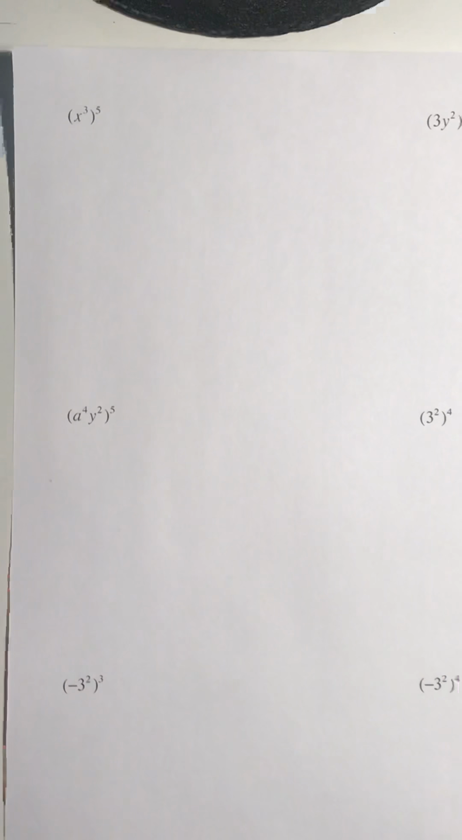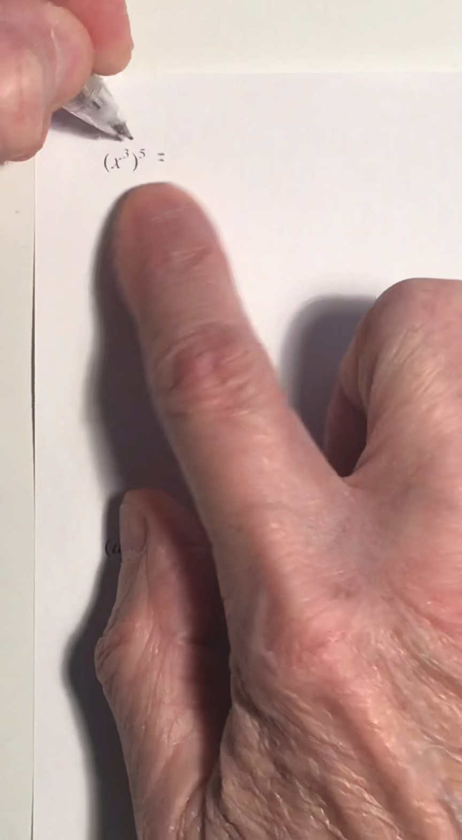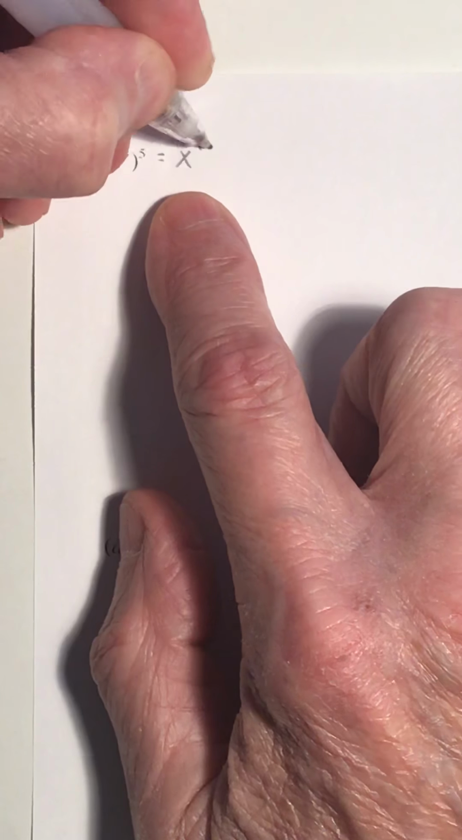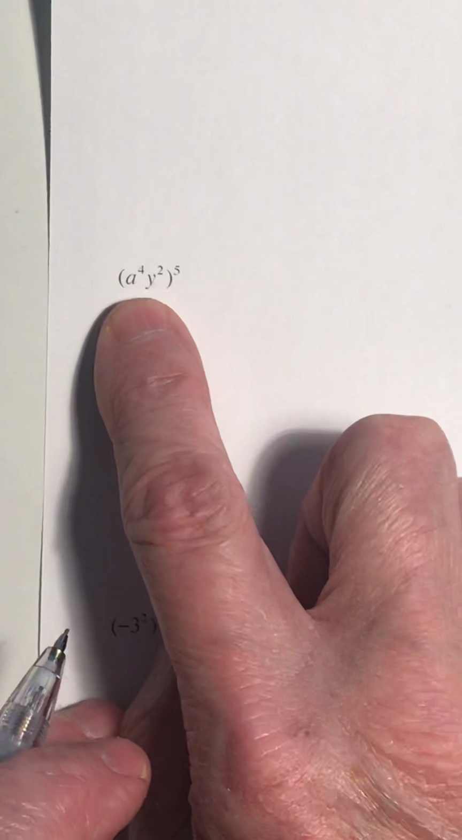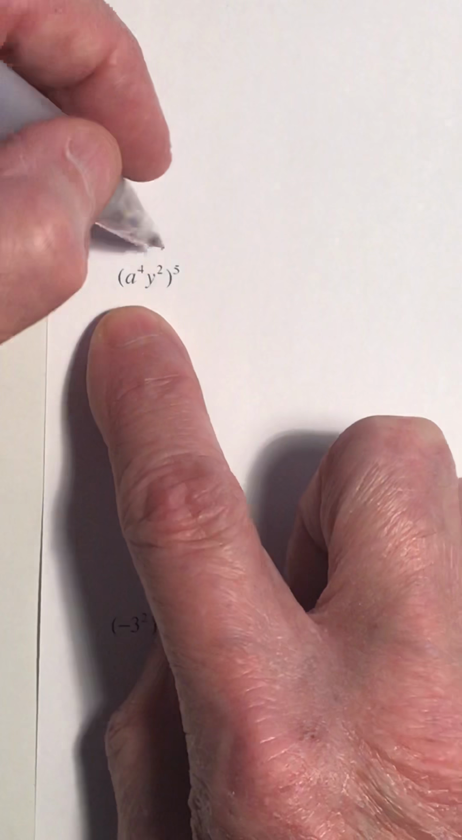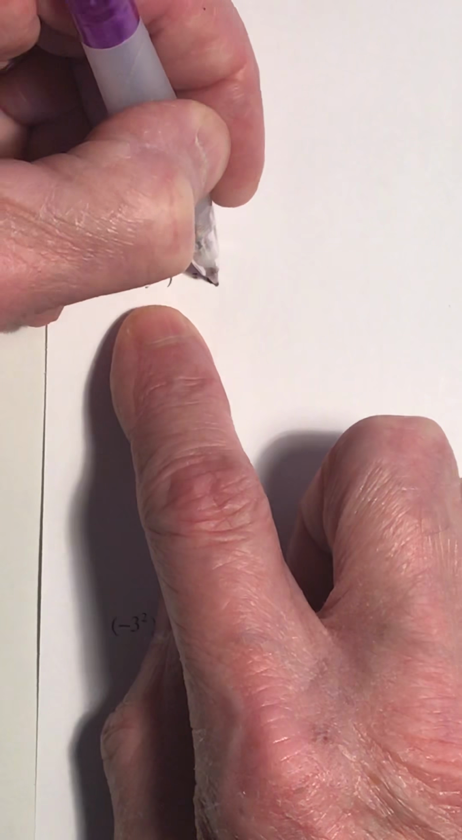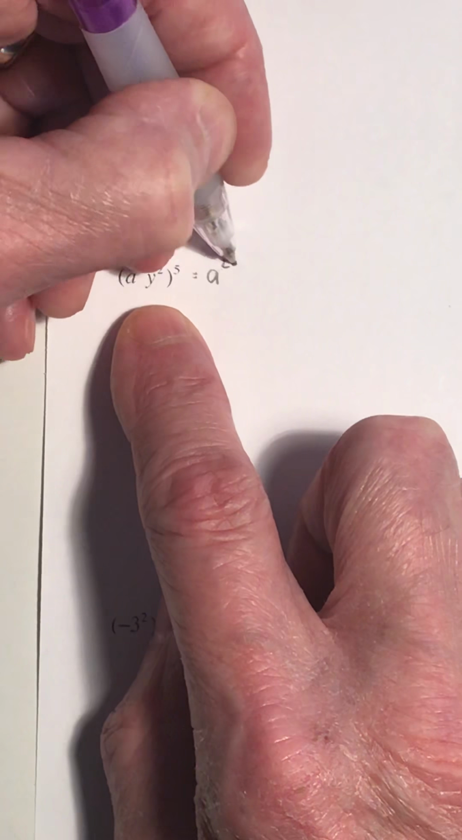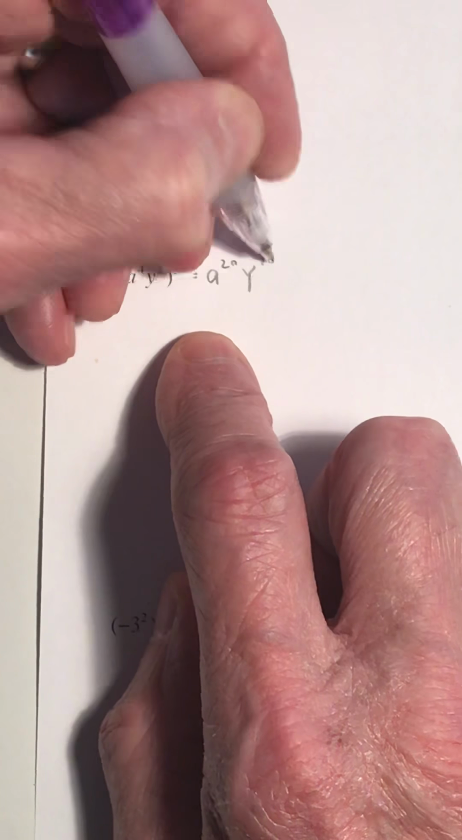Let's do page 3 now. This is power of a power, so we multiply the powers. X to the third to the fifth is x to the 15th. And then we have two variables in there, but each one gets treated the same. A to the fourth to the fifth, we multiply the powers, we get a to the 20, and y to the 10.